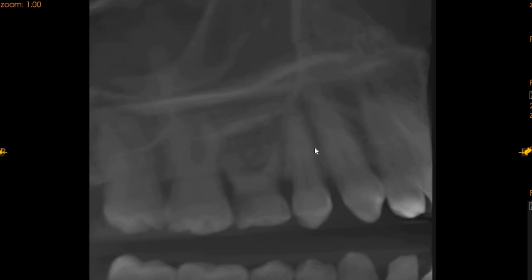Taking you to the sagittal view here, you can see that the 4, the 5 is missing. Then we've got an E, and we've got an upper right 6. The upper right 6 has a slight bit of a radio opacity here.